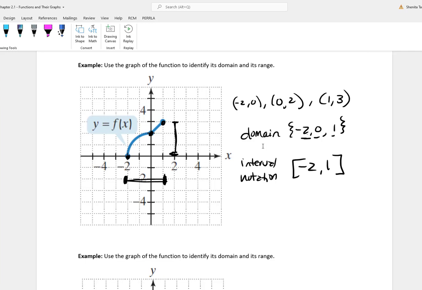Now, if you were to look at the range, remember the range would be the y values. So we got 0, 2, 3. All right, so if we write this in interval notation, let's look at this graph. The range goes along the y. Remember, the y goes up and down. So it goes from 0 up to 3. Okay, so in interval notation, that would be bracket 0 to 3.